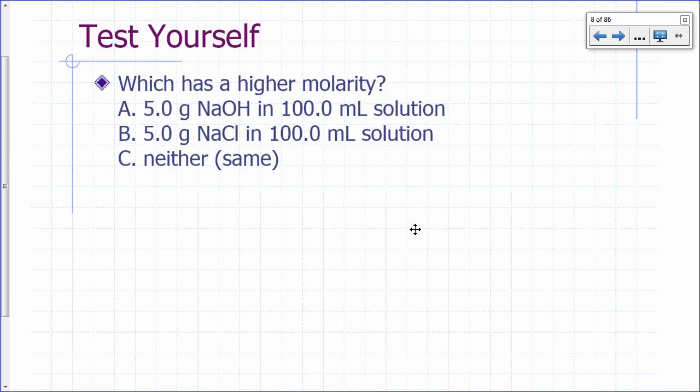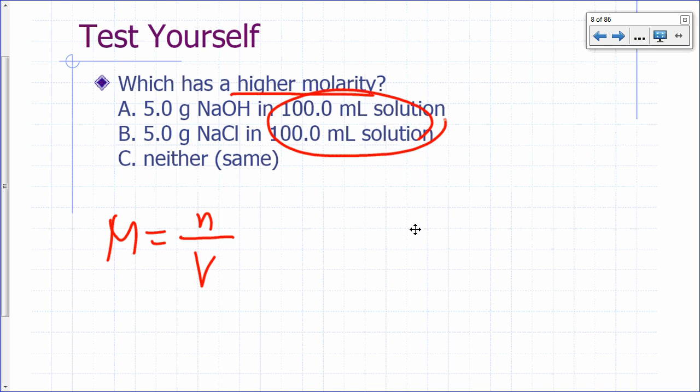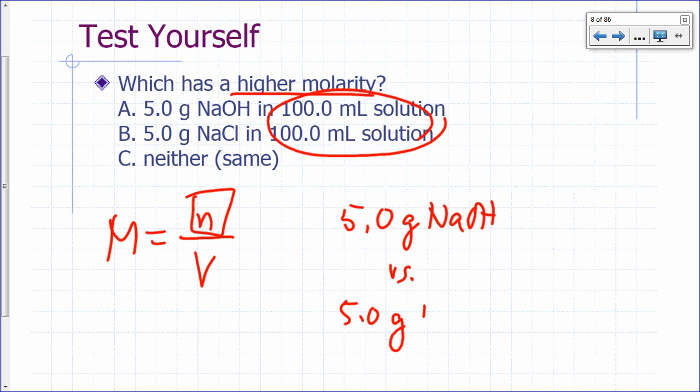What about this question? Same question, same choices, but which one has a higher molarity? Okay, then you have to remember molarity is moles over volume. Since we have the same volume here, we're really being asked for which one has more moles, right? So 5 grams NaOH versus 5 grams of sodium chloride. Which one has more moles? Then you have to convert this to moles.